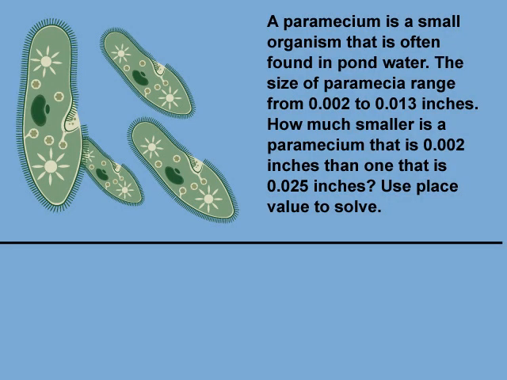Let's look at another example. A paramecium is a small organism that is often found in pond water. The size of paramecia range from 0.002 to 0.013 inches. How much smaller is a paramecium that is 0.002 inches than one that is 0.025 inches? Use place value to solve. In this example, we are comparing numbers to the thousandths place. Using the digit placeholder from before, you can see that we have added the 10,000ths place here.